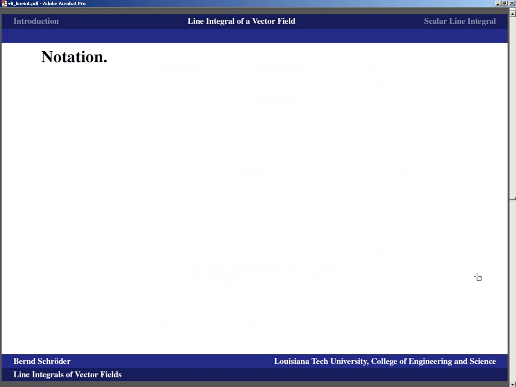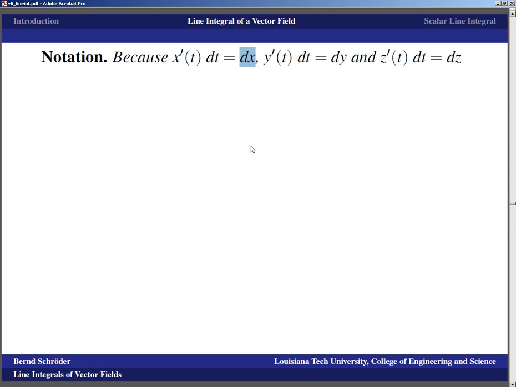Okay, in terms of notation, because x prime dt is also often denoted by dx, and because y prime dt is also often denoted dy, and z prime dt is denoted dz, well, let's see, what did we have? We had c prime dt, that was dc, and that's because velocity times small time step is a small displacement. So if we look at the x component of the velocity times time, that's a small displacement in the x direction, so that makes sense.